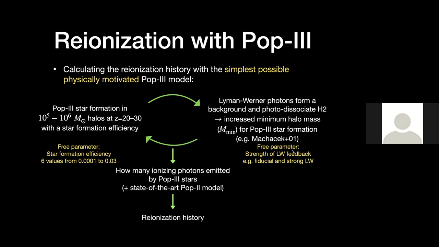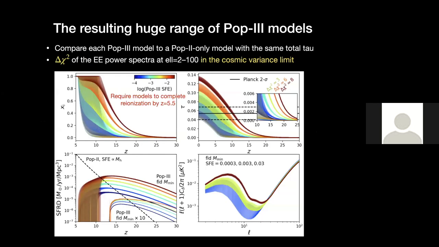So the result of this exploration of parameter space is shown by this pretty beautiful rainbow plot here. I'm not gonna go into details of this plot, but basically each single line in this plot corresponds to one POP3 model with one set of POP3 parameters. The important thing to mention here is just that we require the models to complete reionization by redshift 5.5. So this is the endpoint of reionization constrained by the Lyman-alpha forest. And then in the end, what we eventually care about is this delta chi-squared value of the EE power spectra. So basically what we did is that for each POP3 model, we compared the EE power spectrum to a POP2-only model with the same total tau. And then we calculate the delta chi-squared value of the EE power spectra in the cosmic variance limit.